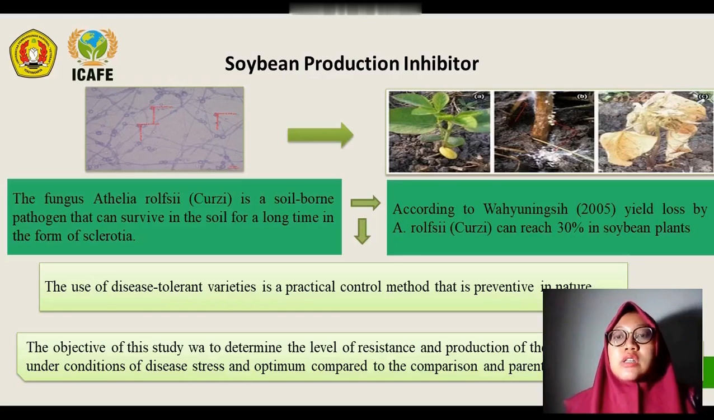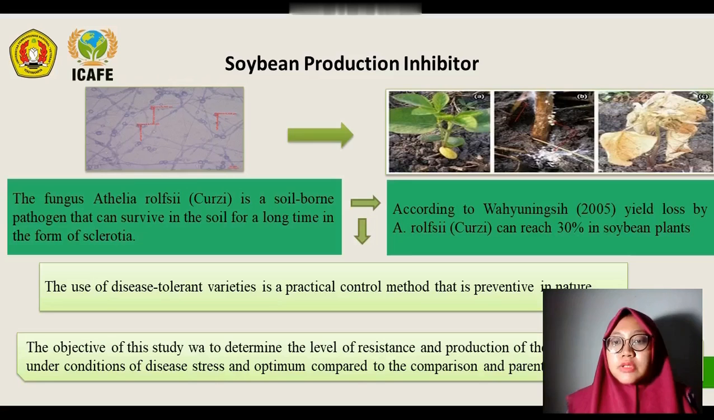According to Wahyuningsih 2005, yield loss by stem rot disease can reach 30%. This loss often occurs on land that is always planted with soybeans and other legumes. The development program needs to be supported by plant breeding as an effort to overcome problems in the development of soybean cultivation technology.